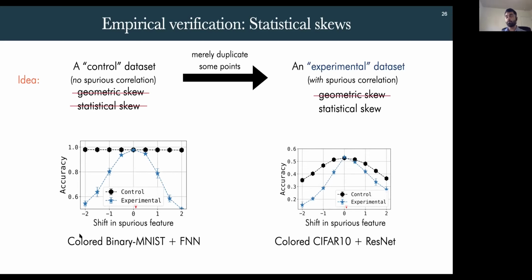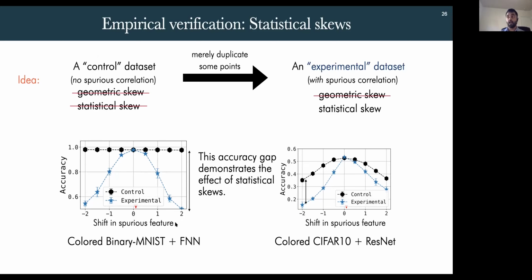And then I'm going to vary the spurious feature during testing, and I'm going to see how the accuracy of the classifier drops. And what we see is that the neural networks that are trained on a control data set, without any geometric or statistical skews, are much more robust to these shifts in the spurious feature than the classifiers that have been trained on this experimental data set where you have these statistical skews. So what I plotted here is the accuracy, so lower values mean lower accuracy.